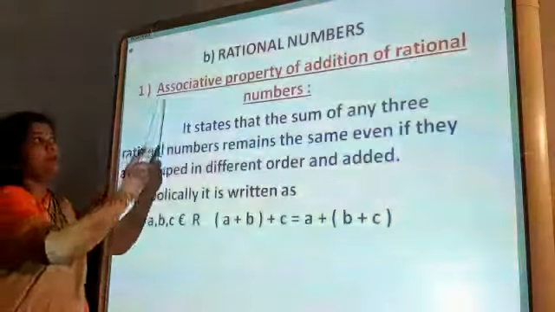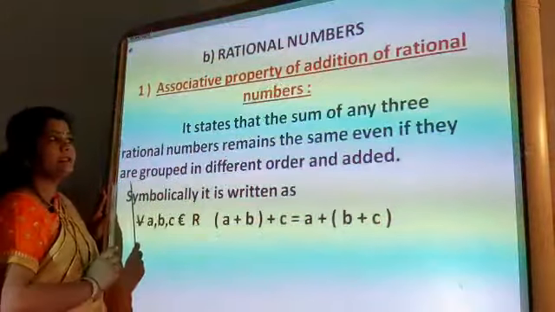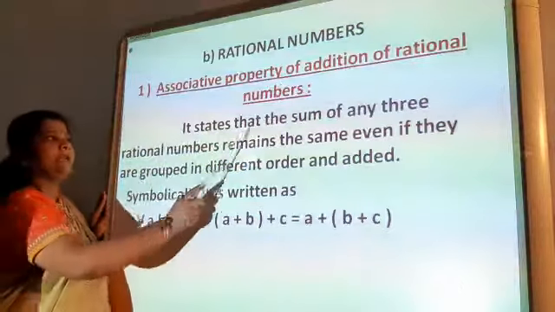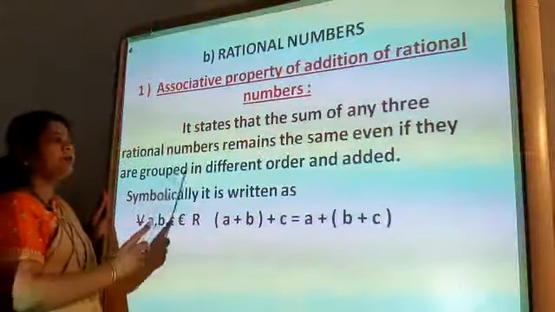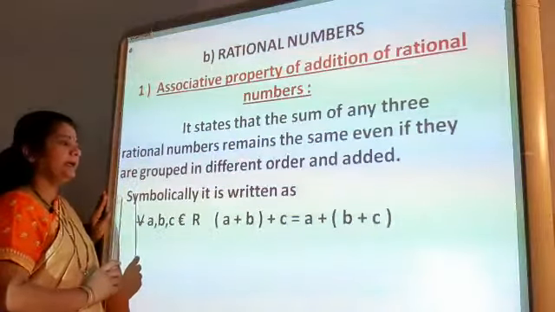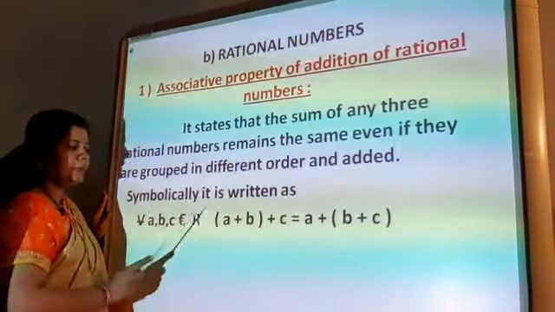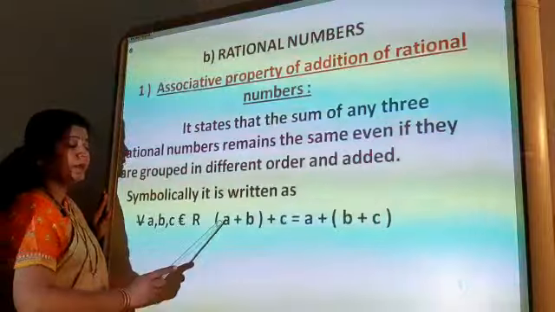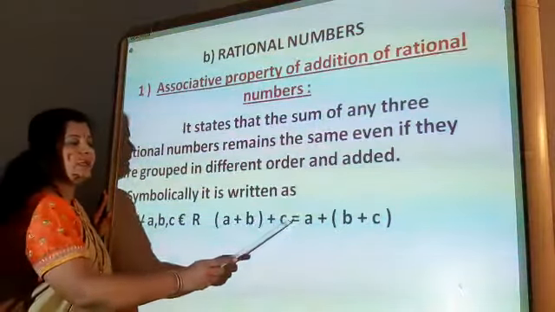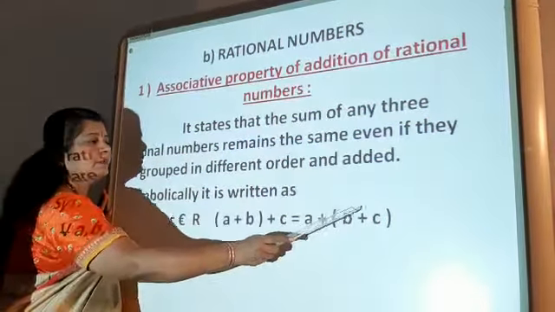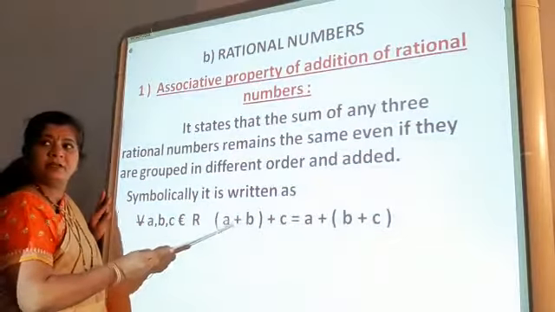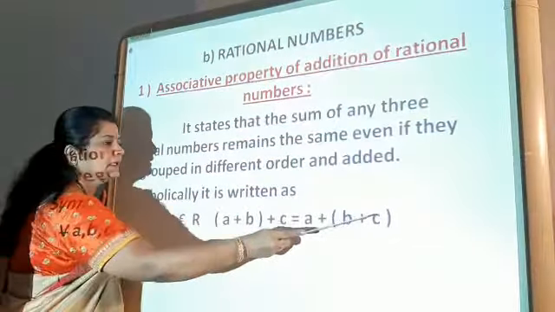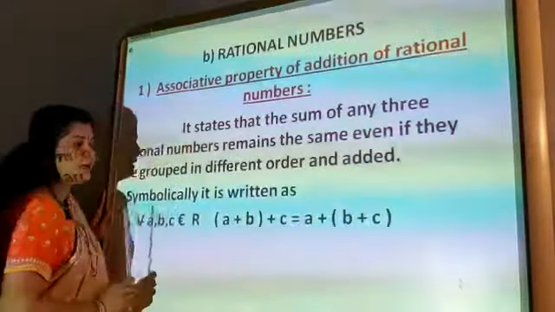The first one is associative property of addition of rational numbers. It states that the sum of any three rational numbers remains the same even if they are grouped in different order and added. Symbolically, it is written as for every a, b, c belongs to R, (a + b) + c is equal to a + (b + c). Observe here, in LHS, the first two numbers are grouped. In RHS, the last, that is b and c, are grouped.